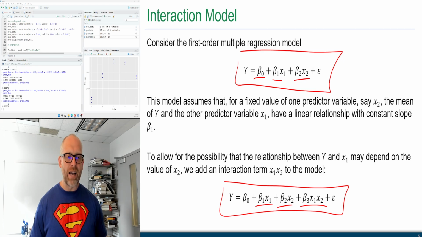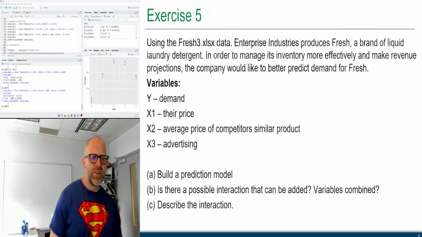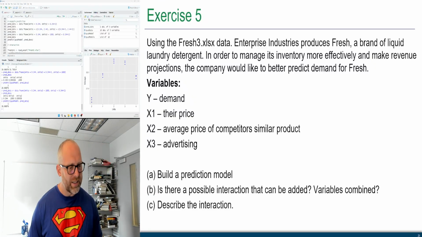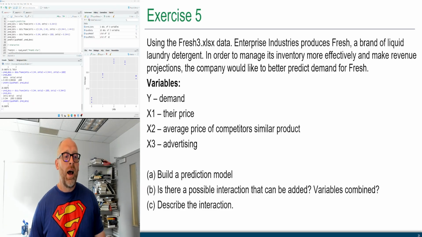So let's look at the example that we're going to be playing around with. So this is exercise number 5. There's 3 parts to this, but this might take us a little bit of time. We're only at 35 minutes into this, so actually we probably hit the hour, so that's not bad. Just over an hour, full lesson here. So using the Fresh 3 XLSX, so again, this is posted to Brightspace as well for you. So we're using that data.